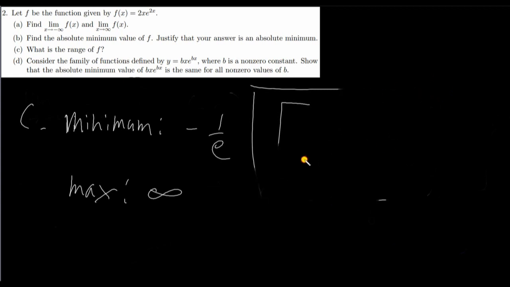So for part D, we have to consider the range of functions defined by y equals bx e to the bx, where b is a non-zero constant. Show that the absolute minimum value of this is the same for all non-zero values of b. Okay, so even though this looks a lot more complicated, they added this other random variable here, b. We're going to approach it the same way we did with part B, and we'll find it's really not that bad.